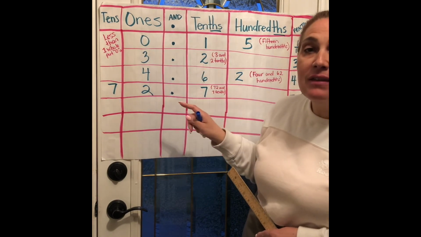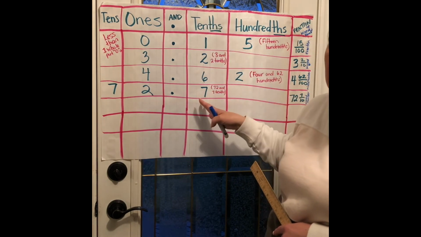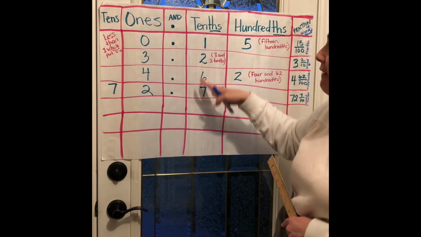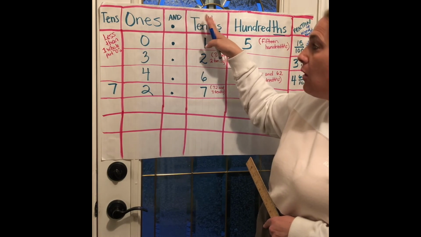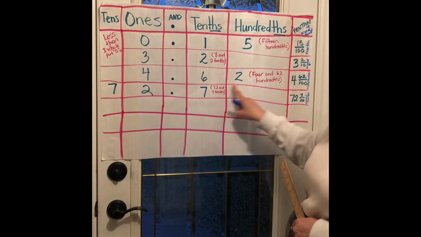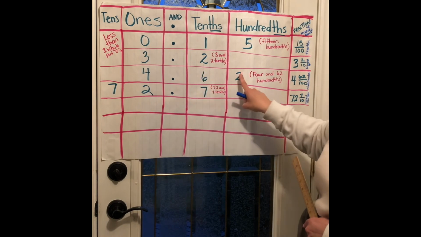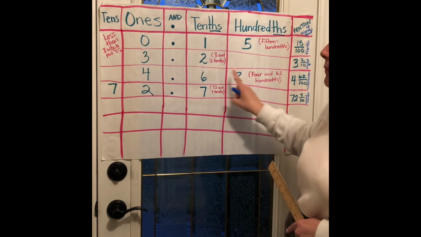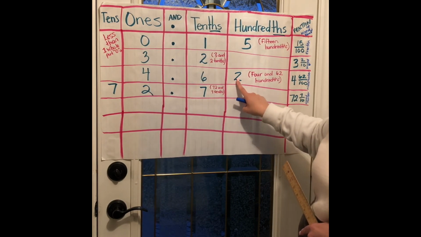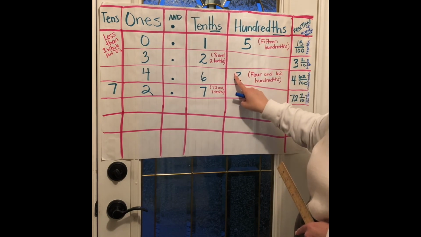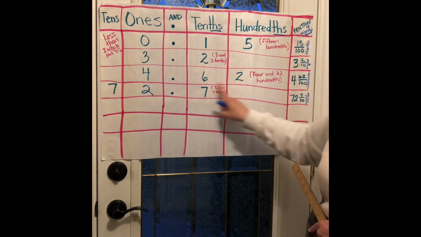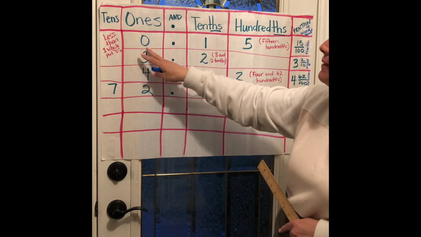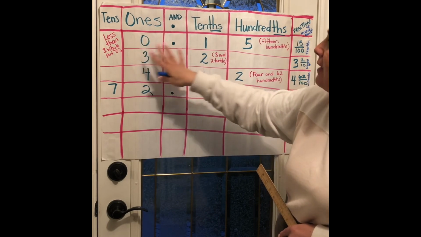Notice the number after the decimal has the last name of the column that it's in. So 72 and 7 tenths. We say 7 tenths because 7 is in the tenths column. 4 and we say the full number after the decimal, 62 hundredths. The last number in the full number is the column that you say. So it's 4 and 62 hundredths. 3 and 2 tenths. You don't need to say the 0.